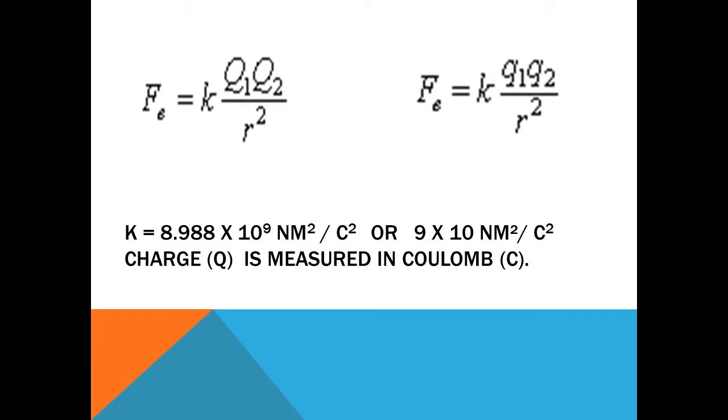times 10 to the 9 newton square meter per coulomb square, or it can be rounded to 9 times 10 to the 9 newton square meter per coulomb square, where Q is the charge. It is measured in coulomb. Coulomb is symbolized by the letter C. Let us have some example problems.